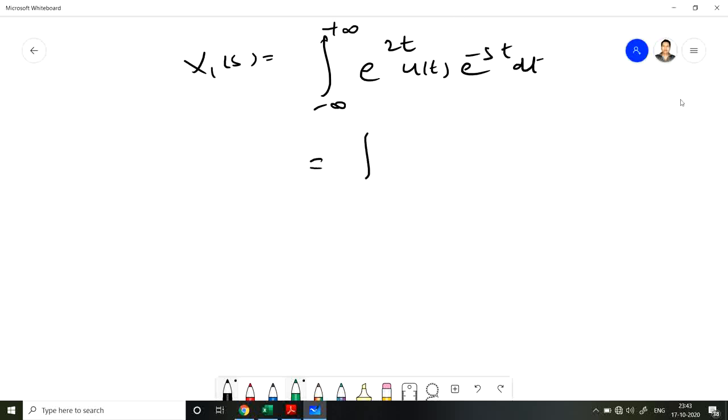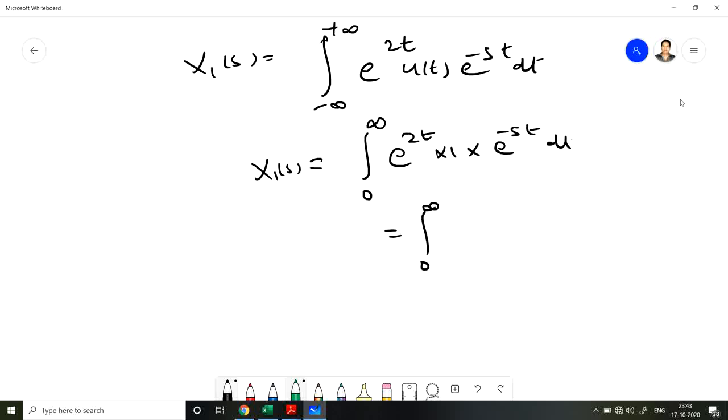So it is nothing but 0 to infinity, because from minus infinity to 0 this u(t) is equal to 0. So we can change that interval from 0 to infinity only, and it is equal to e raised to the power 2t into 1 into e raised to the power minus st dt. Then it is equal to the integral from 0 to infinity of e raised to the power (2 minus s) t dt.